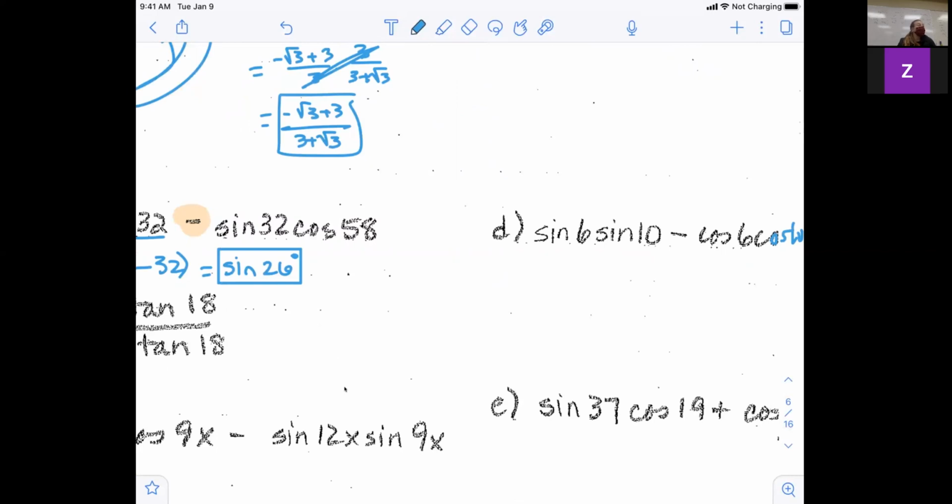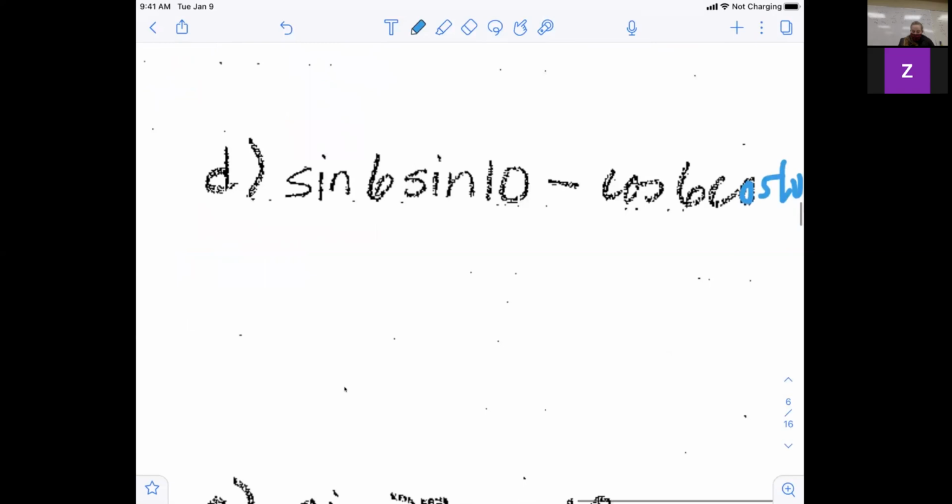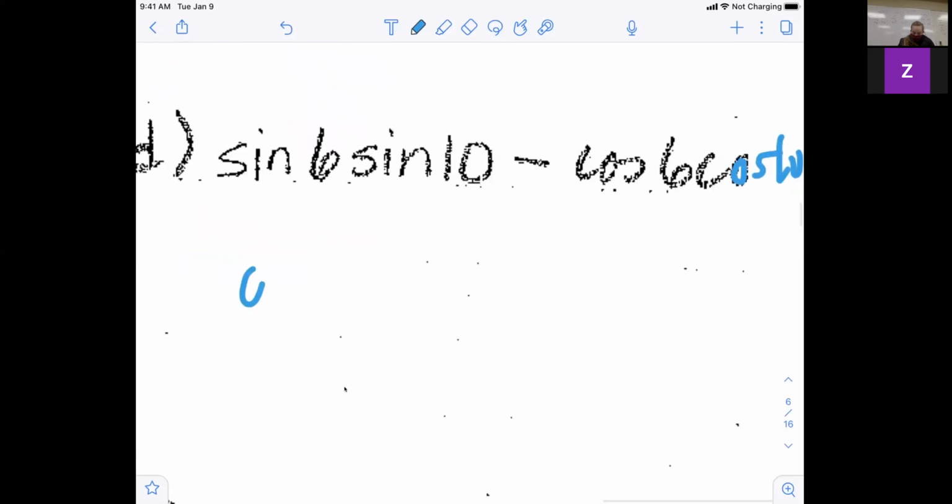Good. So in sine, it goes sine, cosine, sine, cosine. But in cosine, it puts both the coses together and both the sines together. However, it's not quite what we want. We want the cosine to go first. We want it to be cosine of 6, cosine of 10.